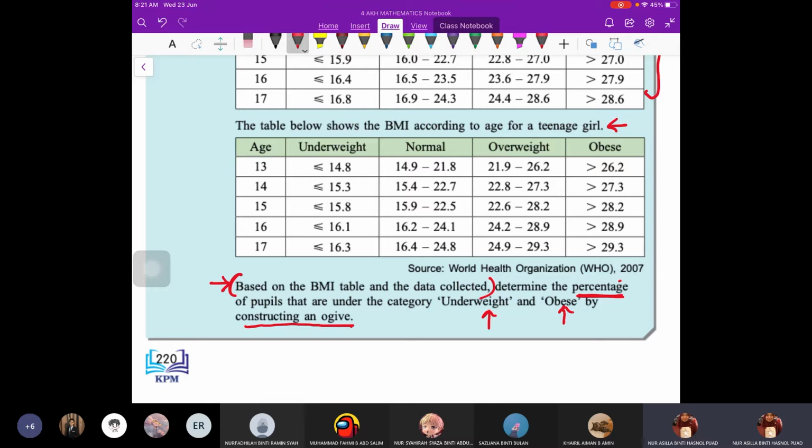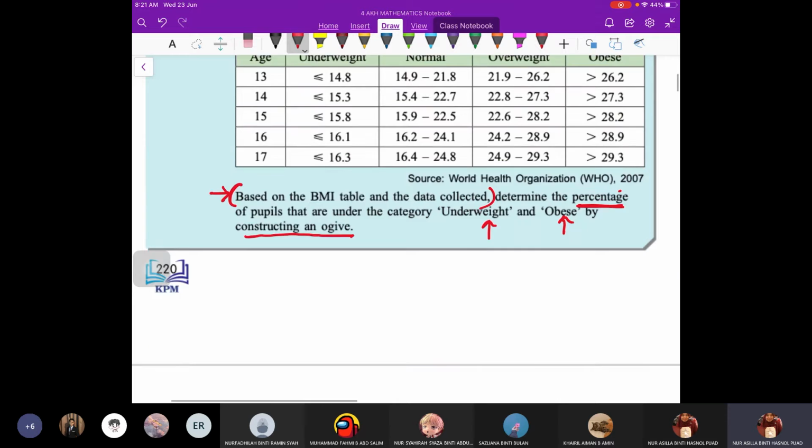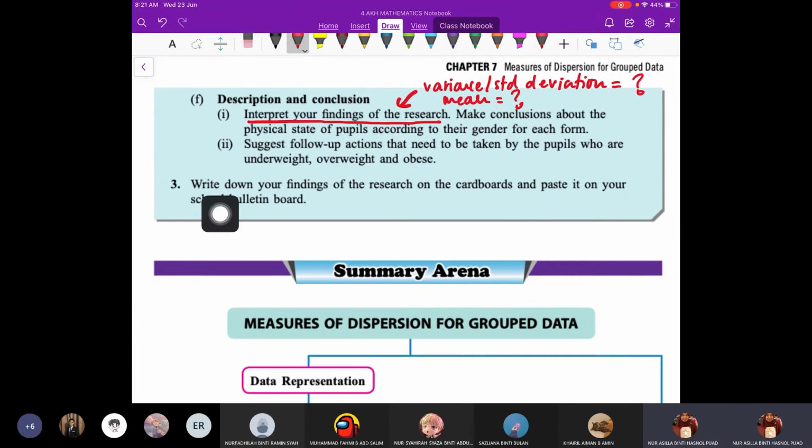Jadi dia duduk kat mana? Jadi dispersion of that BMI, is it most of the population ataupun tidak? Okay, so maksudnya kemudian dah dapat tu, you suggest follow up actions. Sebab kena ingat, when you do a statistical research, it is for you to decide what you have to do after it. Data yang kita dapat untuk membantu kita membuat keputusan selepas tu.